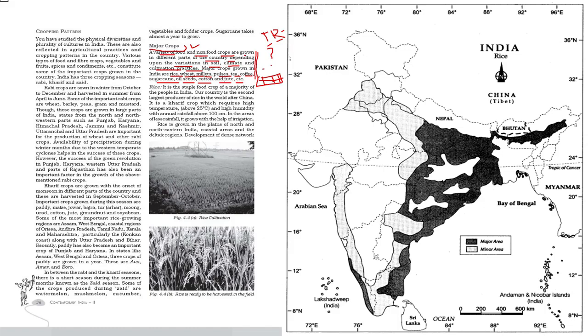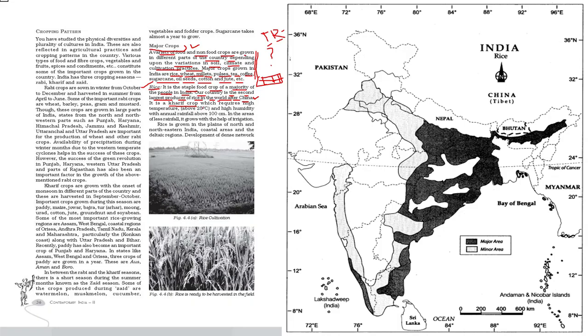So the first crop which we are going to understand is rice. It is the staple food crop of the majority of people in India. Our country is the second largest producer of rice in the world after China. Keep underlining these facts. These can be asked in 1 mark questions. It is a kharif crop, which is grown during the onset of the monsoon.